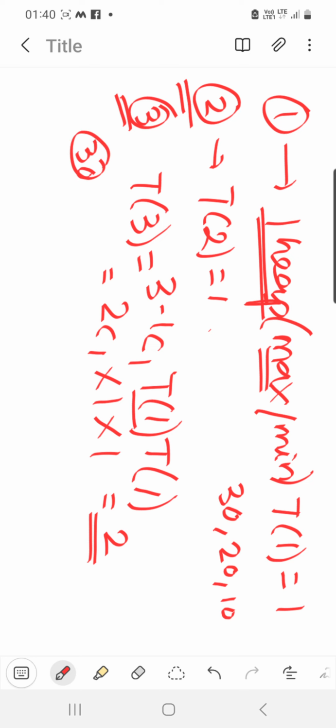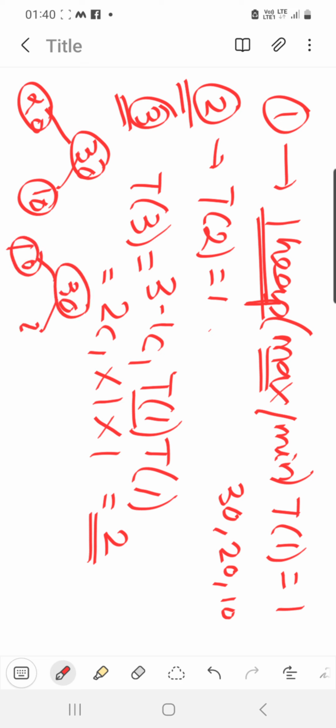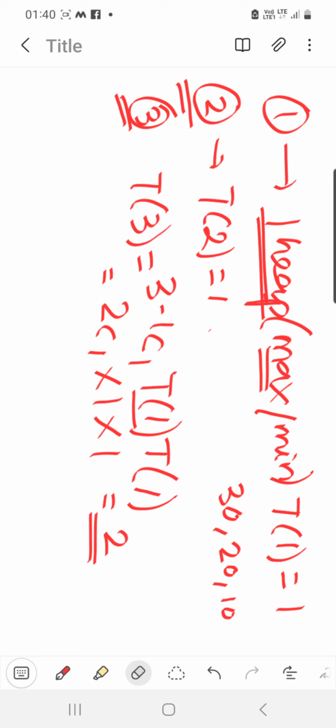So what are the heaps? One heap is this one, another heap is this one. You can't make any other heap except these two. So two heaps are possible.